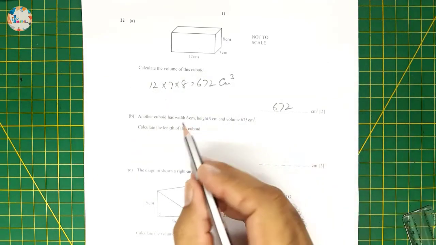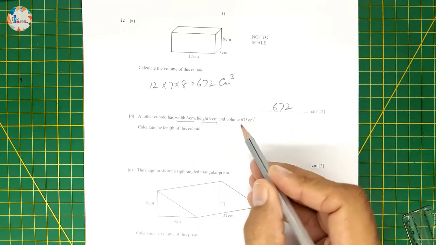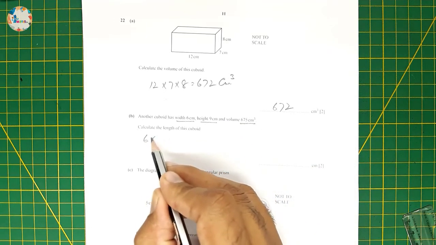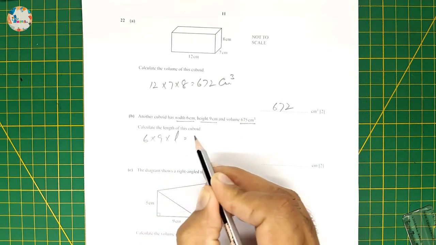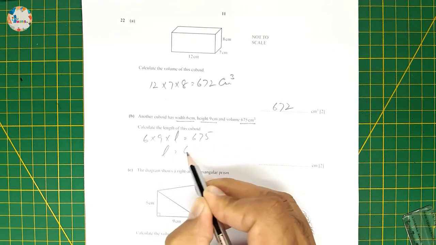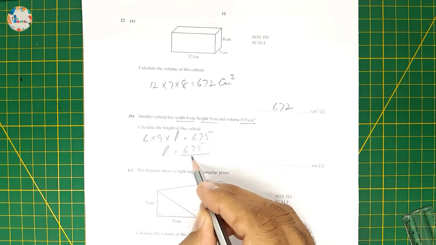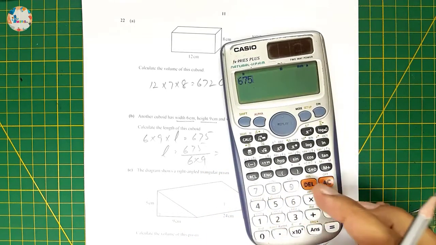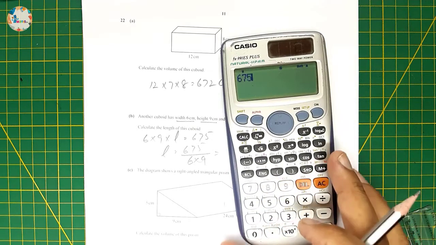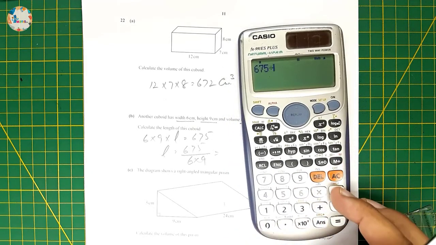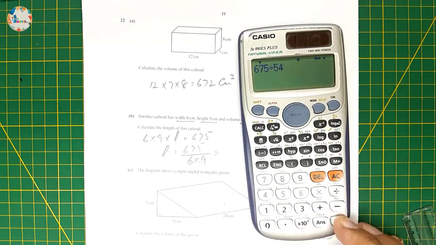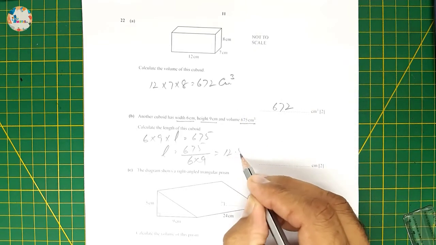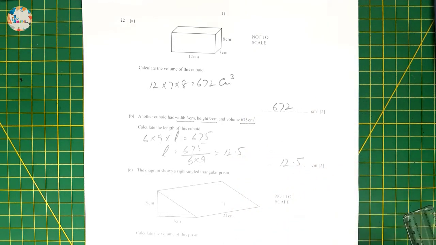Another cuboid has width of this one, height of this one, and volume is this one. Calculate the length. So we can write 6 into 9 into L is equal to 675. So L will be equal to 675 divided by 6 into 9, and we can calculate this. 675 divided by 54. So this will be 12.5 centimeters. This will be our answer.